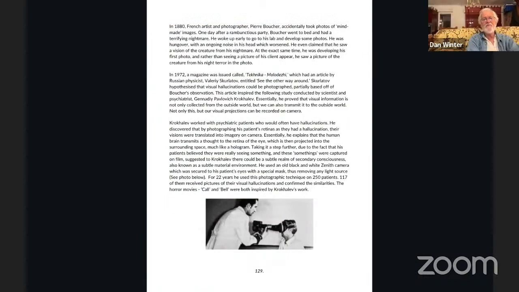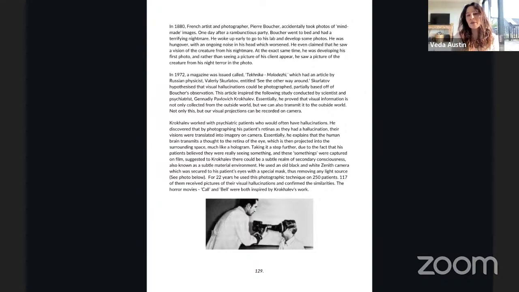Now this is a man by the name of Gennady Krokalev. I talk about him a lot because I find him super interesting. He was a scientist and also a psychiatrist. And without going into all the detail that's written here, don't feel like you have to read it all. This man was Russian, and he was working with psychiatric patients, and he had heard about this idea based on another article in a magazine, that the retina of the eye is able to pick up information and share that information holographically, and that holograph can be picked up by a camera.